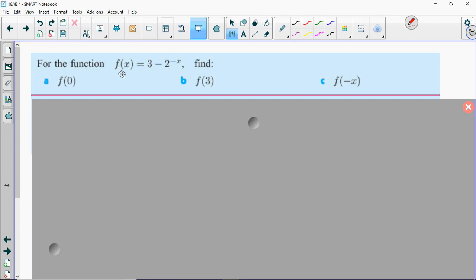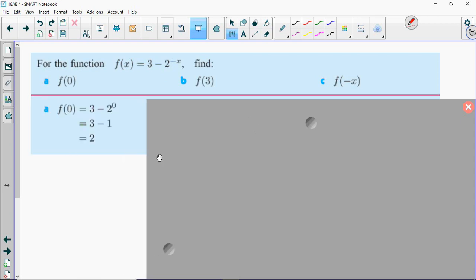Before we get to graphs, let's just do a little basic function work here. We're dealing with this. f of x is equal to 3 minus 2 to the negative x. What is f of 0? Well, in our heads, the 0 takes the place of the x, so that's going to be 2 to the power of 0, which is 1, and therefore we have 3 minus 1, which is 2.